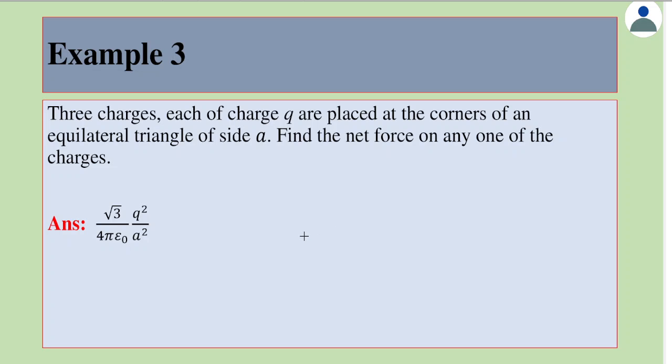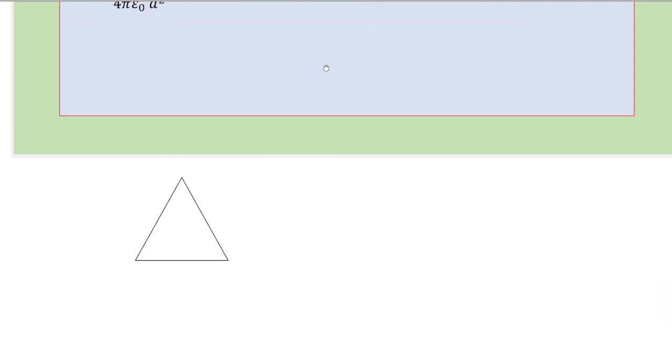Example 3 says 3 charges, each of charge Q, are placed at the corners of an equilateral triangle of side A. Find the net force on any one of the charges. So what is given here? The triangle where all sides are equal. So we'll call the corners point A, point B and then point C.